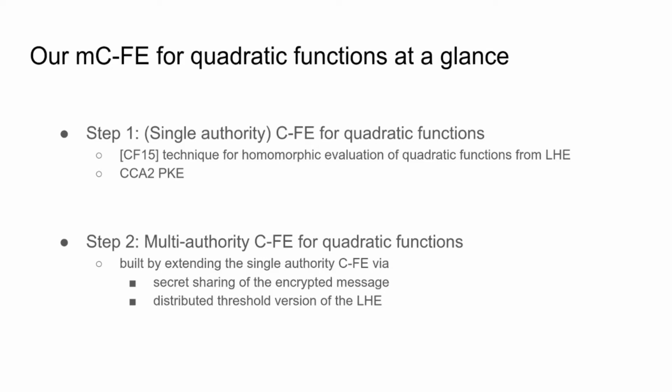In the following, we will show our multi-authority control function encryption instantiations in two steps. First, we show a single authority construction that uses a technique from Catalano and Fiore to evaluate quadratic functions over ciphertexts encrypted by using a linearly homomorphic encryption scheme. Next, we show how to extend to multiple authorities by means of secret sharing and a distributed threshold version of the linearly homomorphic encryption scheme.